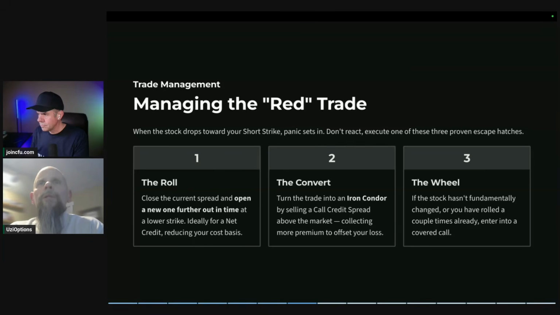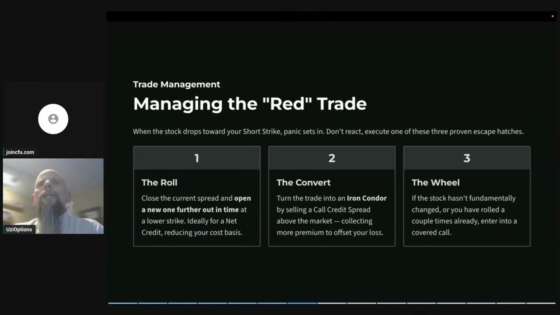So the wheel: if the stock hasn't fundamentally changed or you have rolled a couple of times already, enter into a covered call. Actually, I didn't even see number 3 until I just read it. That's what I just touched on in convert number 2. If nothing's really changed in your position and you've rolled a few times, you can enter a covered call. If you buy the shares, you can always sell a call. Selling that call is going to bring in more premium. It adds profitability to that trade because you're bringing in premium and lowering your cost basis on the shares you bought.